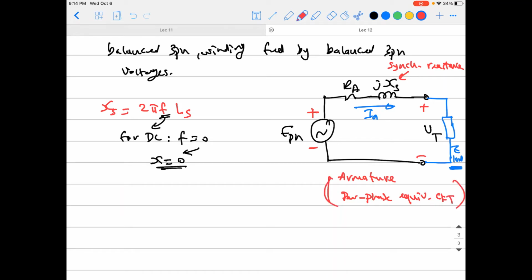That is the armature, and most importantly, that is a per phase circuit. So keep that in mind. When I say that, it means this induced voltage is the induced voltage per phase, this resistance is the resistance of one phase, this is the reactance of one phase, and that is the current of one phase. Everything here is just for one phase. That's very, very important to keep in mind, guys.